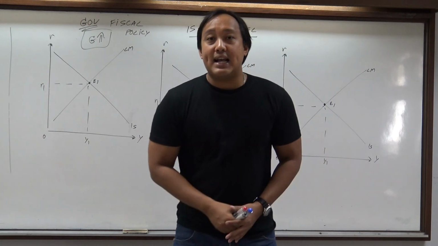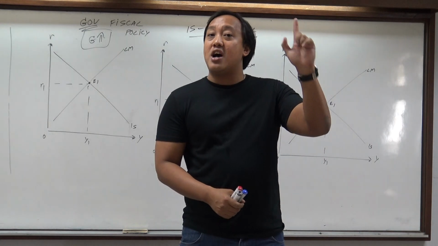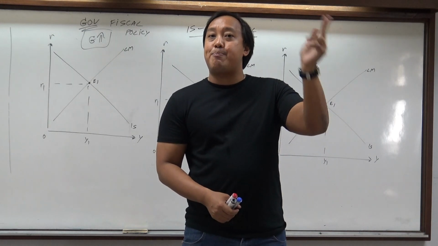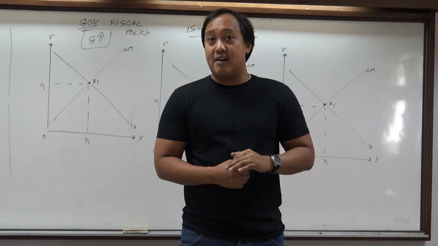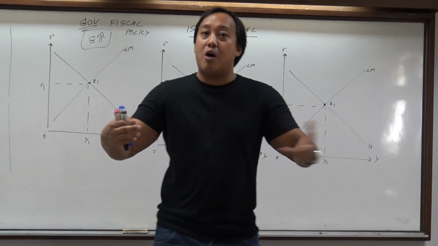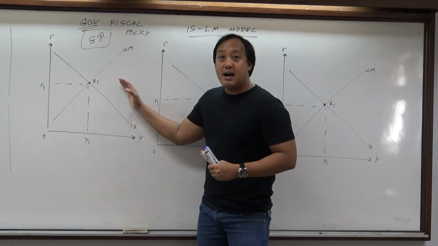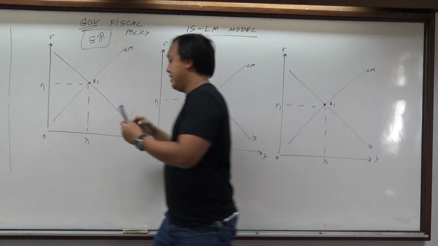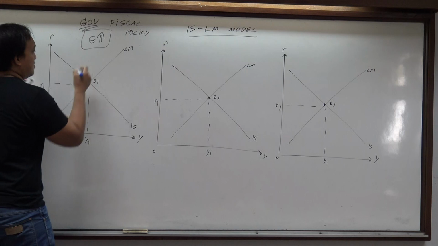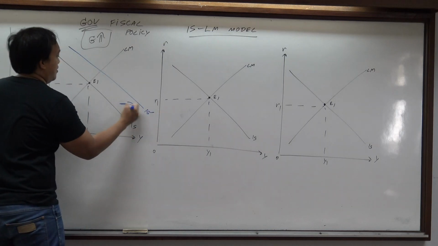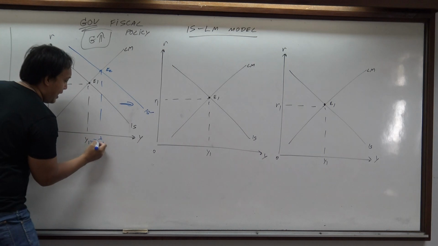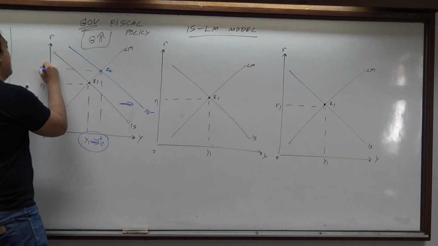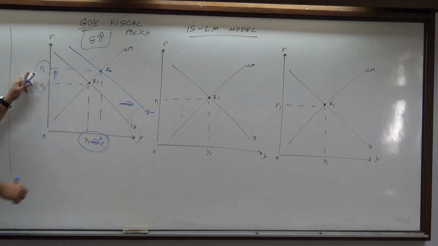Don't forget that the IS curve comes from total expenditure: C plus I plus G plus X minus M. G is here inside the IS curve. When the government spends more to stimulate the economy, the IS curve is going to shift to the right. Then GDP will be increasing. The real interest rate will be increasing too.